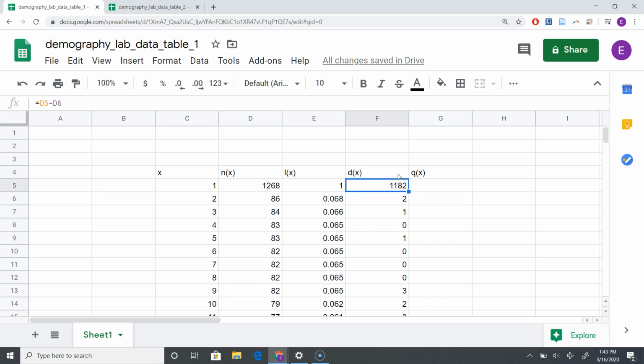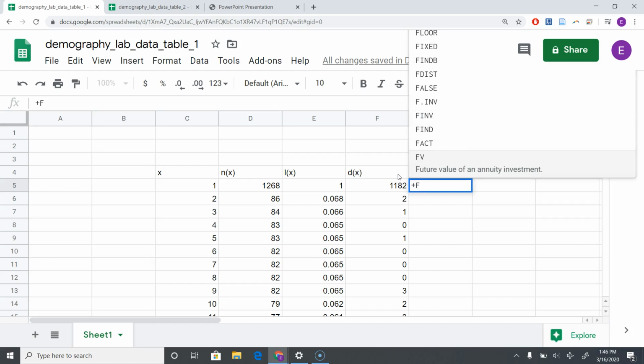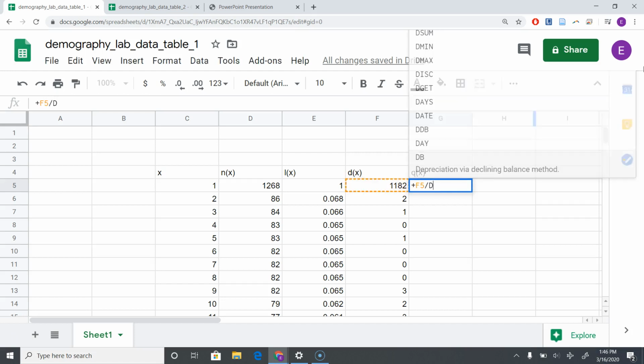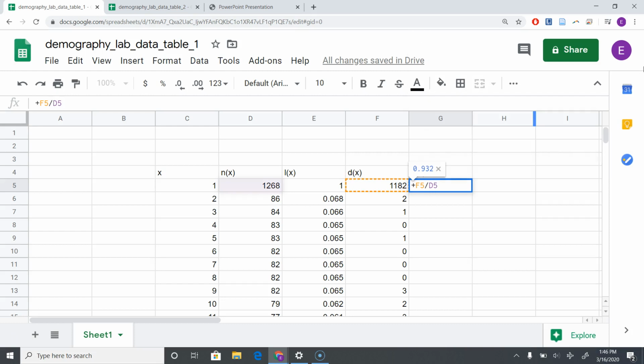The next thing we're going to want to do is calculate our age-specific mortality rate. So what does that mean? What does age-specific mortality rate mean, and what is the formula for it? This is the percentage of organisms that died per generation. So in this first one, we're going to say equals F5, the number that died, divided by D5, the number that we started with.